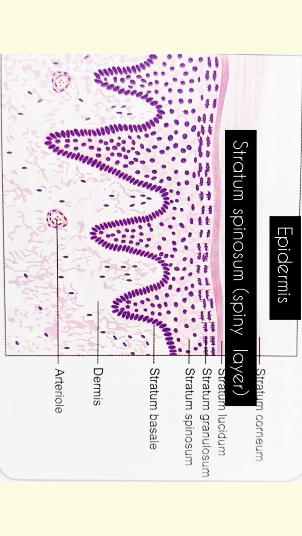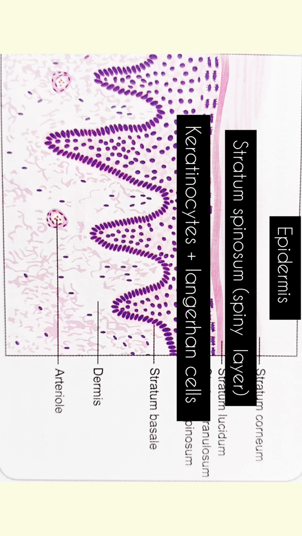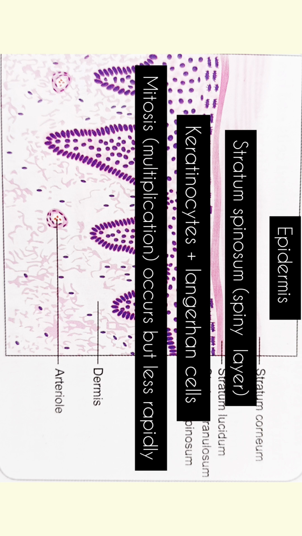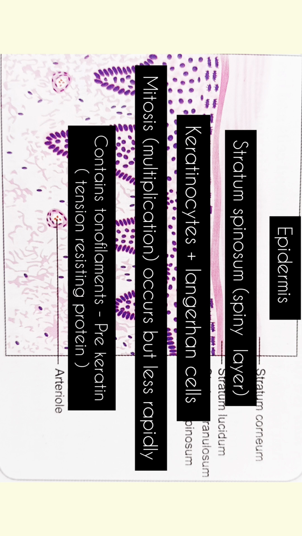Next comes the stratum spinosum, also known as the spiny layer. Here, the keratinocytes are present along with some of the Langerhans cells. Here, mitosis occurs but less rapidly. This layer contains tonofilaments called prekeratin, which is also known as a tension-resisting protein.